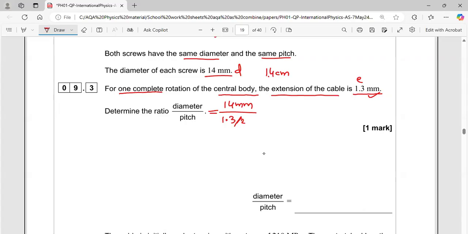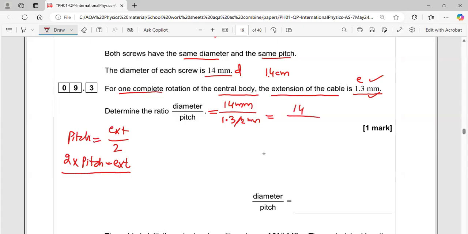the extension. Why? Because when they have rotated it once, there are two screws. So the one screw will be moving half of this. So that is why we say this is the pitch. So actually, pitch is equal to extension over 2, or we can say 2 into pitch is equal to extension in the cable. So that's why we divide this extension with 2 to get the pitch. So this was the only thing over here.